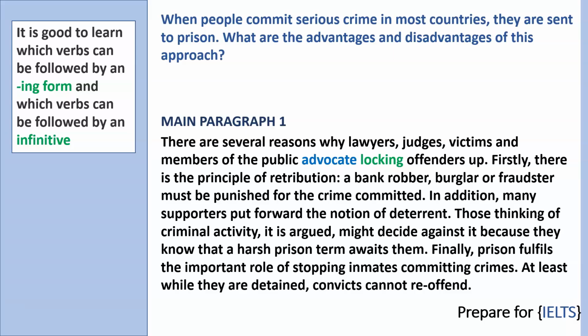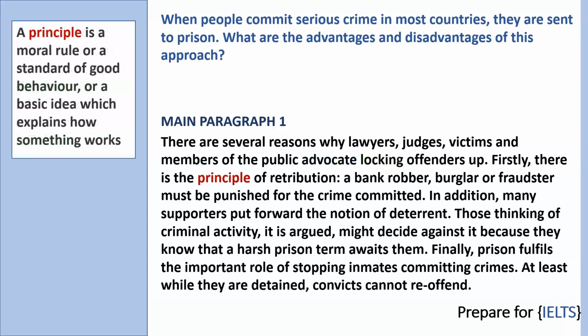There are lots of verbs that you can use in 2 verb structures like that. A principle is a moral rule or a standard of good behavior or a basic idea which explains how something works. It's important that you don't spell this word incorrectly. There is another word, principal, ending P-A-L, which means main or most important. So don't get those two words mixed up.